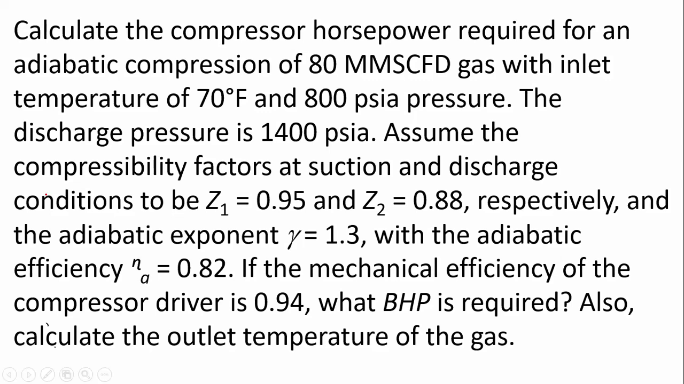Calculate the compressor horsepower required for an adiabatic compression of 80 million standard cubic feet per day gas with inlet temperature of 70 degrees Fahrenheit and 800 psi pressure. The discharge pressure is 1400 psia. Assume the compressibility factors at suction and discharge conditions to be Z1 equal to 0.95 and Z2 equal to 0.8 respectively, and the adiabatic exponent is equal to 1.3.